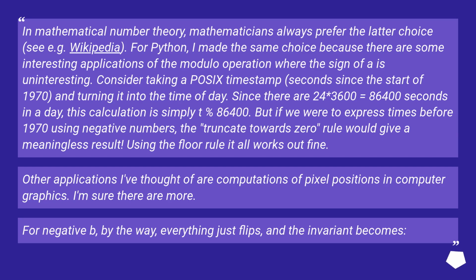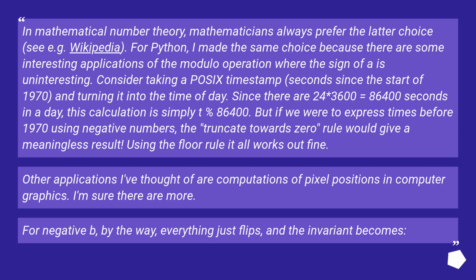In mathematical number theory, mathematicians always prefer the latter choice. See, for example, Wikipedia. For Python, I made the same choice because there are some interesting applications of the modulo operation where the sign of a is uninteresting. Consider taking a POSIX timestamp, seconds since the start of 1970, and turning it into the time of day. Since there are 24 times 3600 equals 86,400 seconds in a day, this calculation is simply t % 86400.